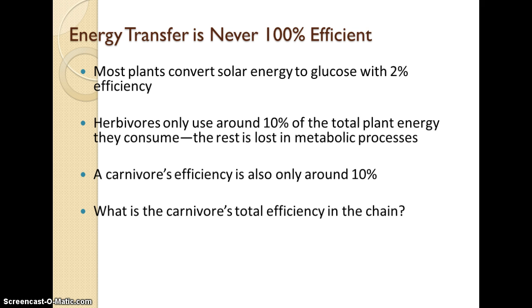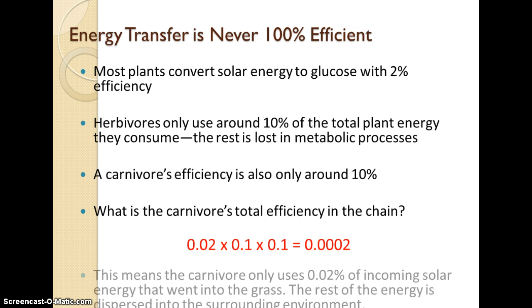If I want to calculate this carnivore's total efficiency in this scenario, I would take the 2% of solar energy times the 10% of plant energy times the 10% of the carnivore's efficiency. So of the total sunlight or solar energy that the plant received, only about 0.02% of that incoming solar energy that went into the grass is passed along to the carnivore. The rest of the energy was dispersed into the surrounding environment.